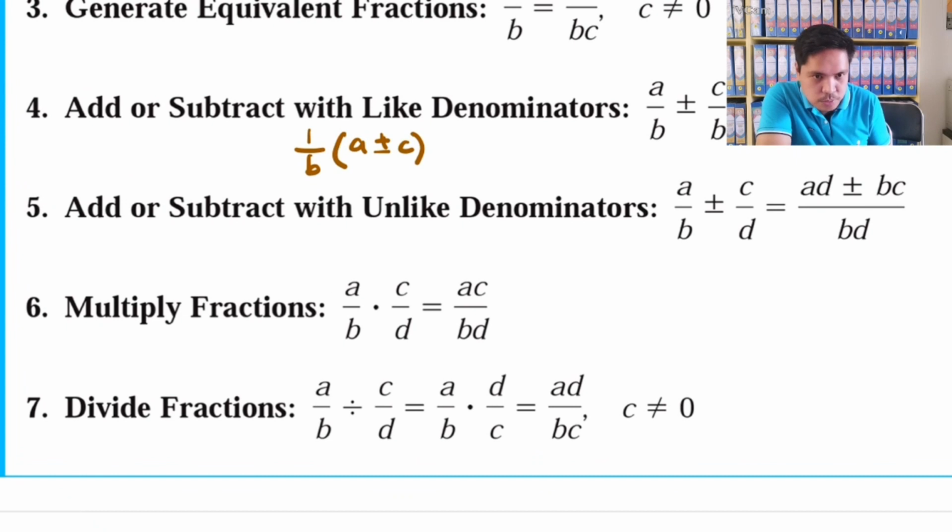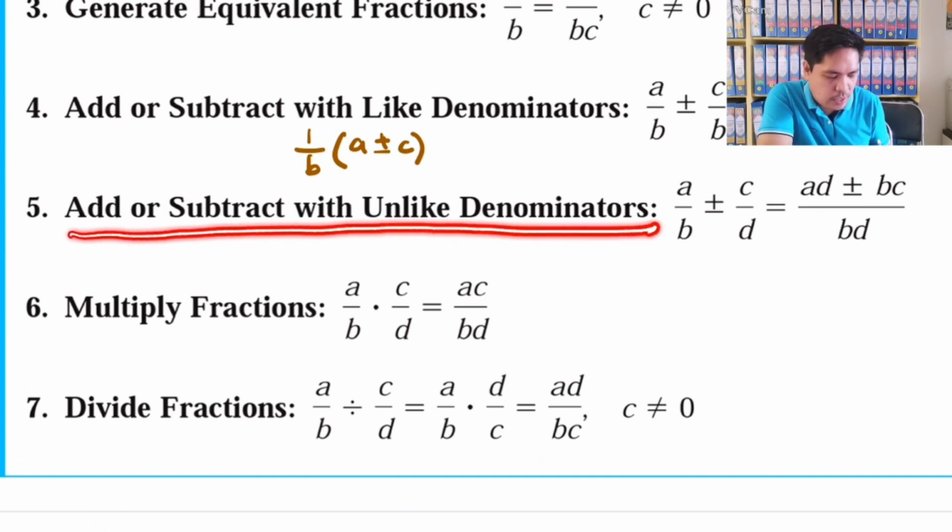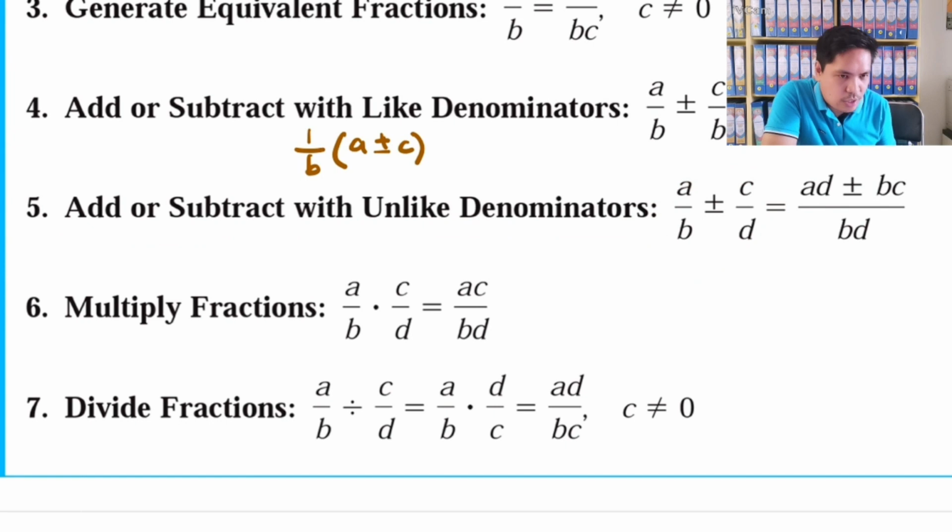Ito, add or subtract with unlike denominators. So, ito, unlike na yung denominators nila. Okay? So, etong BD, this is actually the LCD or the least common denominator of B and D. Okay? Ano ba yung least common denominator? Least common denominator is the smallest number that is divisible by the two denominators, kaya nga least.